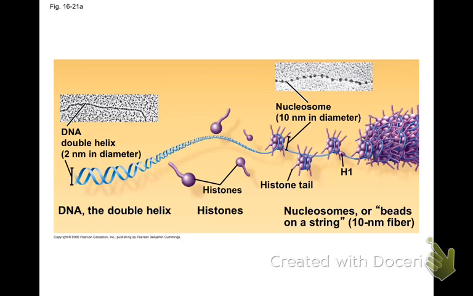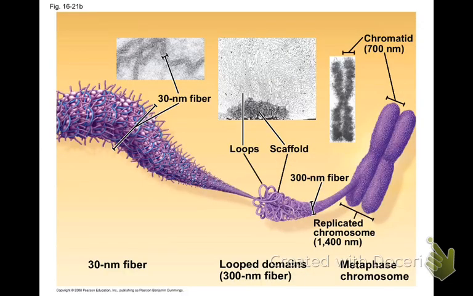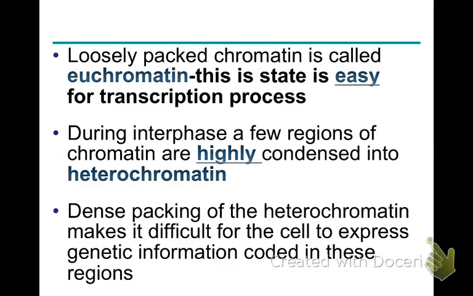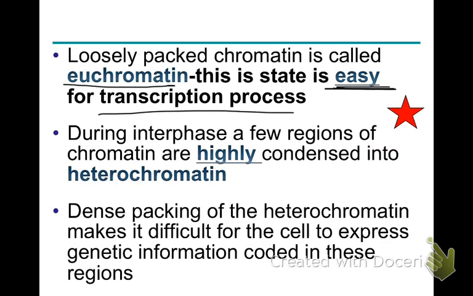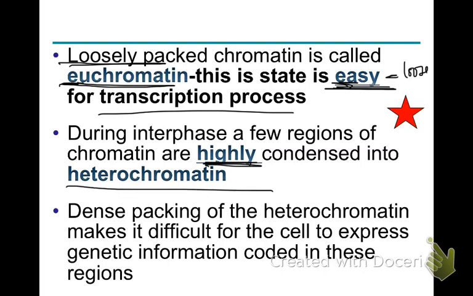So they show the histones and the way the DNA winds around the histone tail. And the nucleosome will be the DNA and the protein. Further winding or coiling makes it prominent, you can see. Okay. So loosely packed chromatin is euchromatin. I would like my class to remember that transcription is easily possible in euchromatin, because it is loose. Easy because it is loose. Okay. Highly condensed, very tightly packed chromatin is heterochromatin. The dense packing of the heterochromatin makes it difficult for the cells to express the genetic information that is coded in these regions.